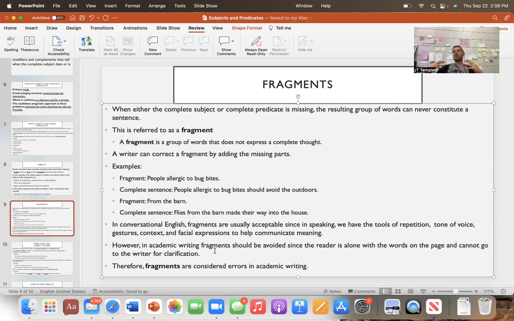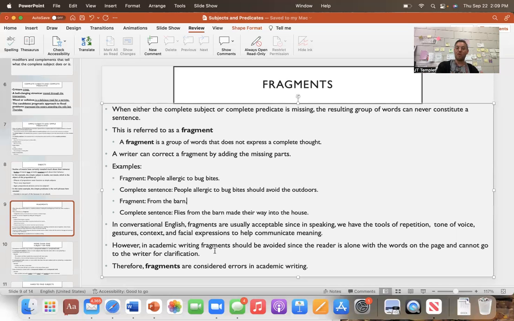When we are just talking and having conversations, fragments are usually acceptable. When we're speaking, we have all these other tools: repetition, our voice tone, our gestures, the context of what's being discussed, the relationship between you and the person you're talking to, including prior conversations, and facial expressions all help to communicate meaning.